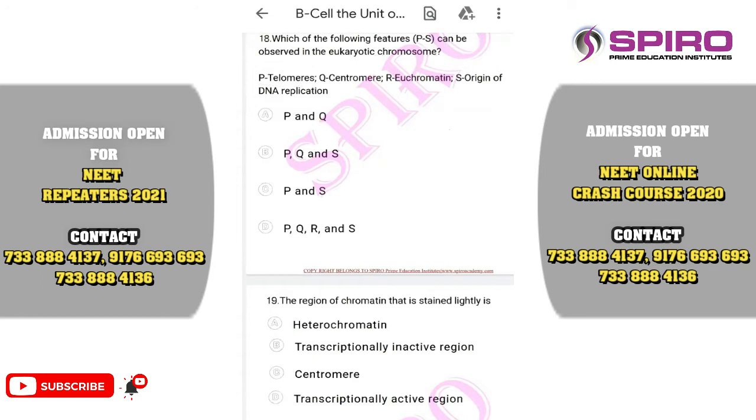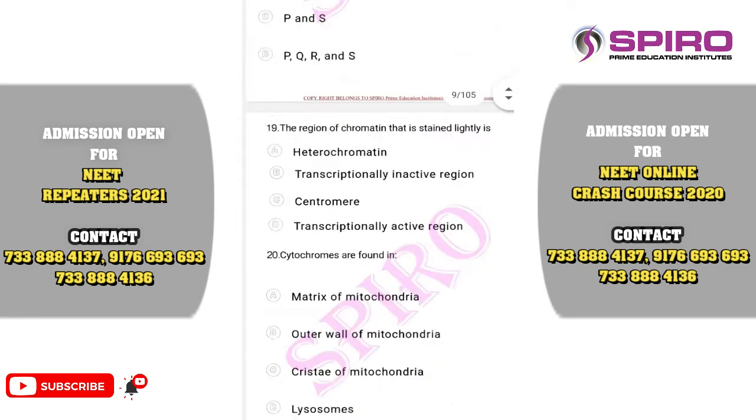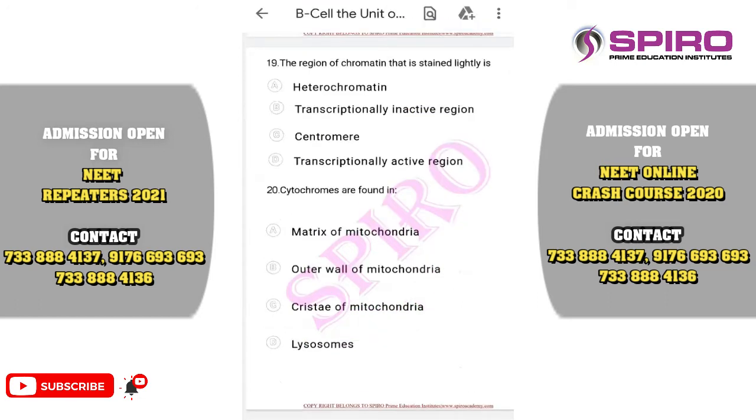So proceeding to the 19th question, which of the following chromatin is lightly stained? What I have explained to you in the last question. The nucleoplasm of the eukaryotic nucleus has two different chromatins. One is the euchromatin and another one is the heterochromatin. Euchromatin is transcriptionally active, it is going to transcribe, whereas heterochromatin is present in the transcriptionally inactive form. So the correct option here is euchromatin, which is lightly stained, okay? Transcriptionally active means they are talking about the euchromatin part. So the correct option is this, not heterochromatin, because it is darkly stained, okay?